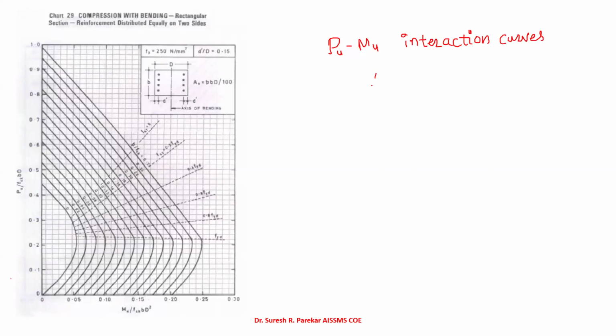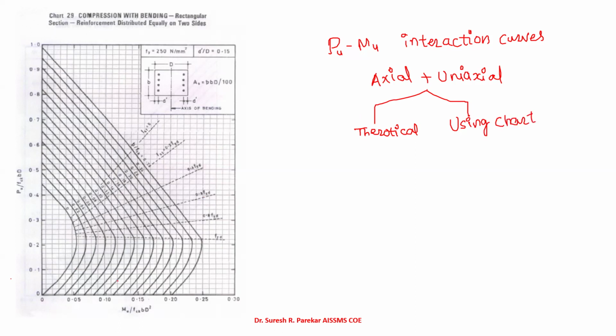Because the problem we have is axial plus uniaxial bending, there are two methods. One is the theoretical method, and second, we use charts. Our syllabus uses charts only. Now the question may be on this chart, so we should know what we have in it. On the y-axis, we have Pu upon fck bD and on the x-axis, we have Mu upon fck bD square. What is D? D is not the depth. It is the dimension bisected. If it bisects the width, then B becomes D. If it bisects the depth, then D becomes D.